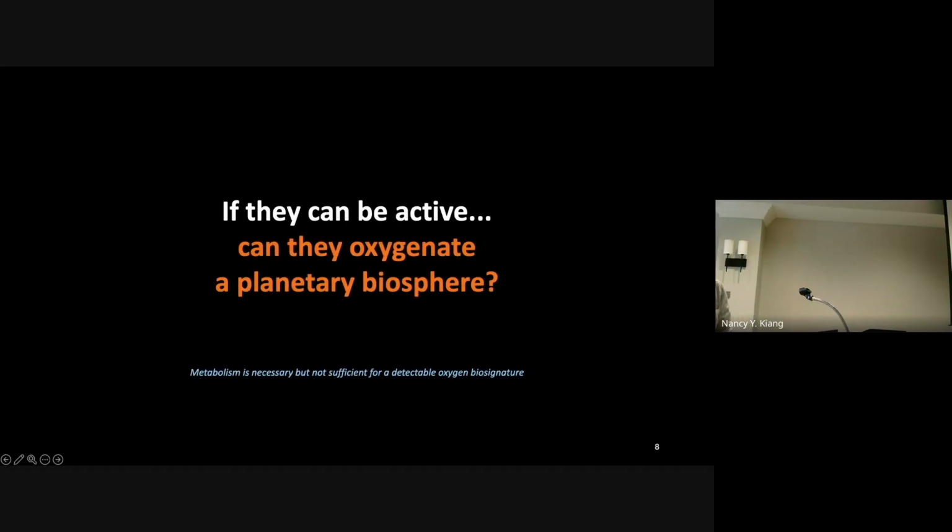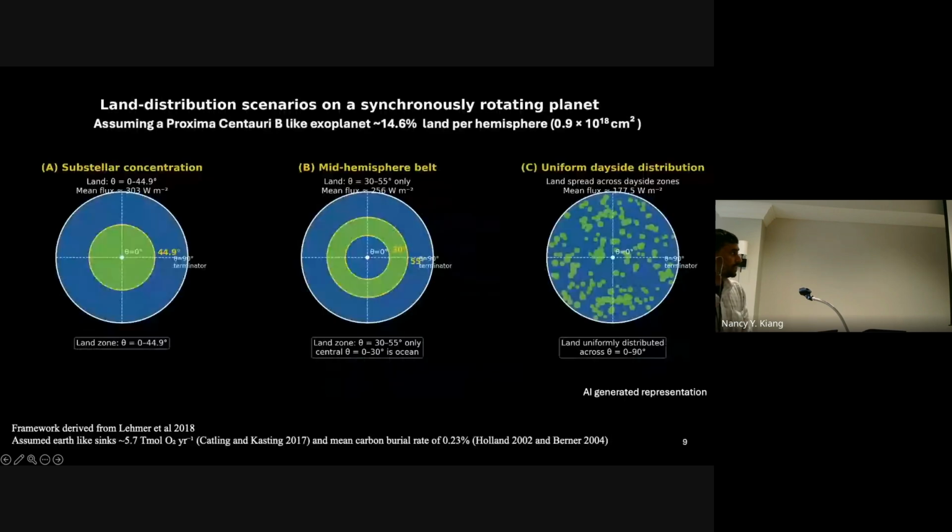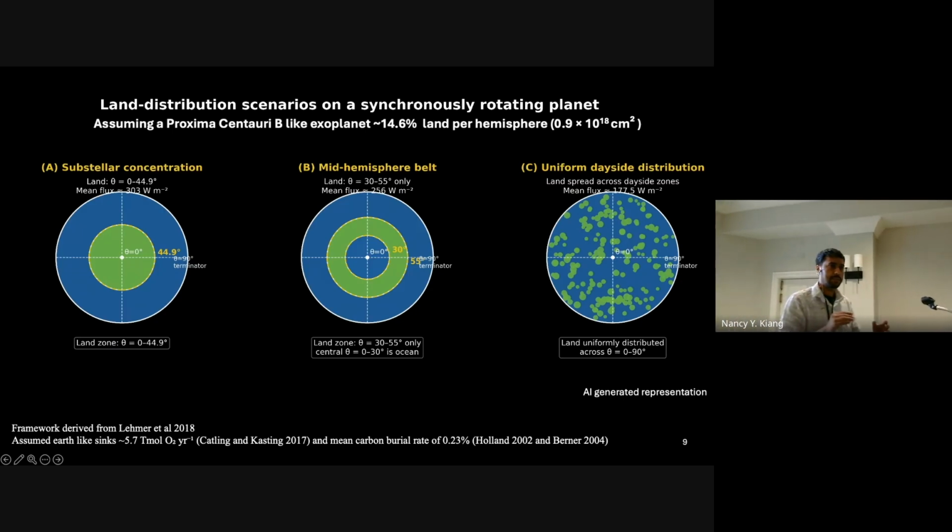But can we now think about the oxygenation of a planetary biosphere? I have assumed a lot of things to do this, but just briefly, I assumed an Earth land-to-ocean ratio, about 70% ocean and 30% land. Because they will be light limited, I assumed three different conditions: lichens, maybe life, on the substellar point, on the mid hemisphere, and uniformly distributed over the planetary biosphere.